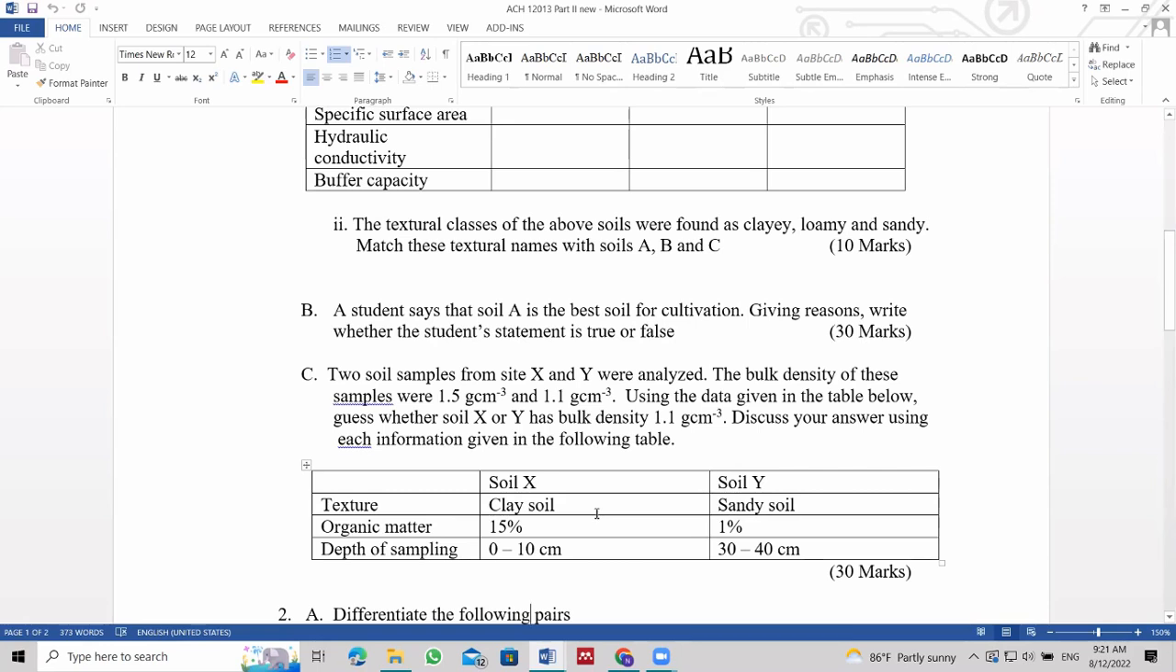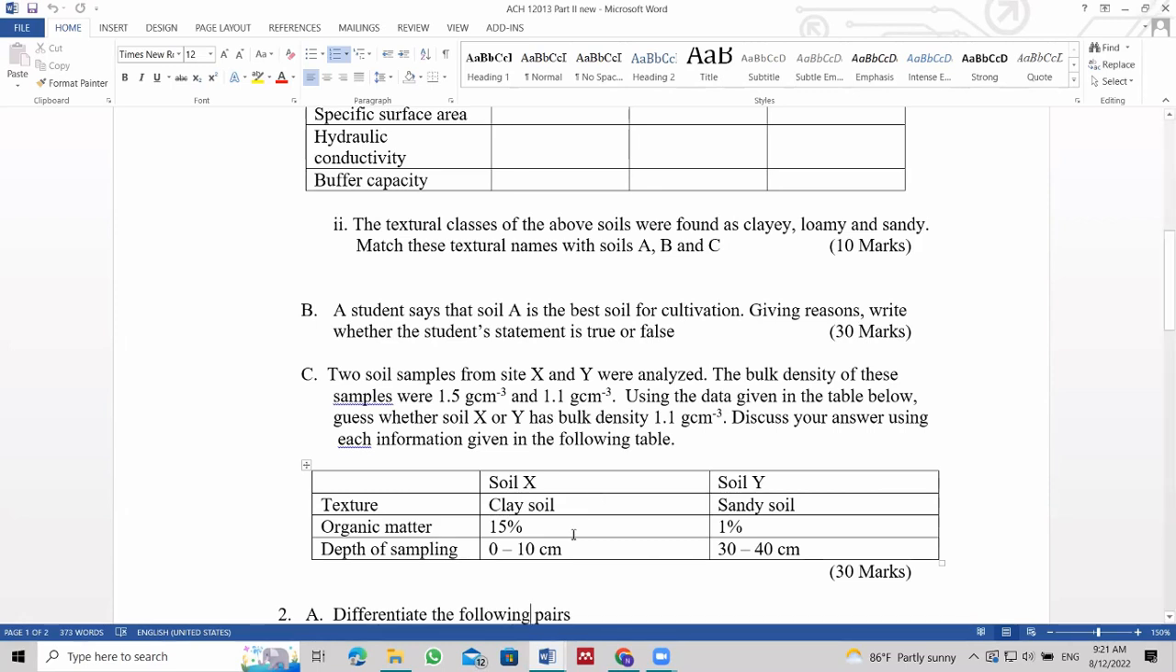Didn't you study the effect of texture on bulk density? Clay soil is more porous. More porosity, so is bulk density low or high? Low. Clay soil has low bulk density. Okay, so you have to discuss that. Clay soil has more porosity. Because of that, it will have more total volume and therefore it has low bulk density.